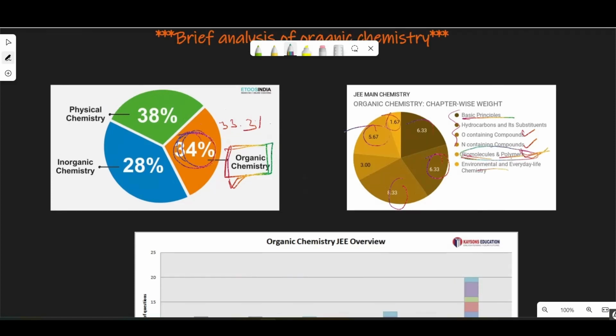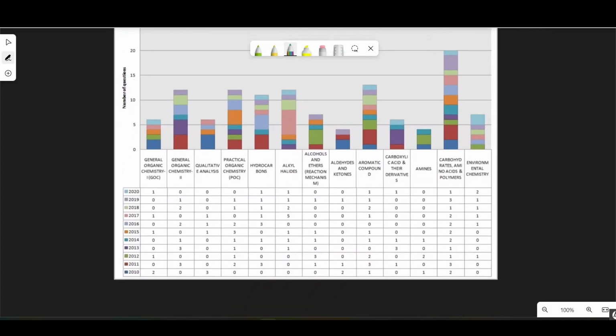After seeing this, you have already got an idea of what we are going to learn in this subject. If you see this one, in general organic chemistry you have got one question, and these are the numbers of questions we got in previous examinations. So just refer to this to get a brief idea of which chapters get high weightage.